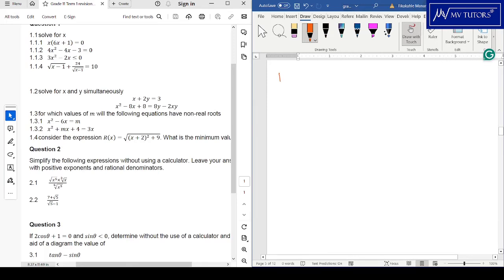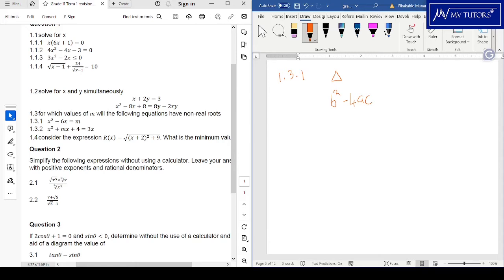Okay, let's look at question 1.3.1. It says, for which values of m will the following equations have non-real roots? Now, when we're talking of roots, we're really speaking about the discriminant. And what is the discriminant? It is b squared minus 4ac.